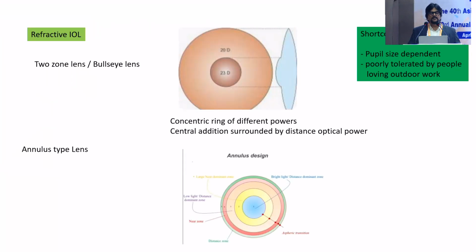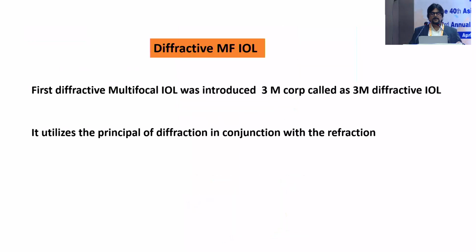Refractive multifocal IOLs are not in vogue right now because they have annoying refractions, glare and halos, and they are pupil size dependent, and very poorly tolerated by people who love outdoor work. Again, this is not in vogue right now. This led to the development of diffractive multifocal IOLs. The first diffractive multifocal IOL was introduced by 3M, called the 3M diffractive IOL. It utilizes the principle of diffraction in conjunction with refraction.